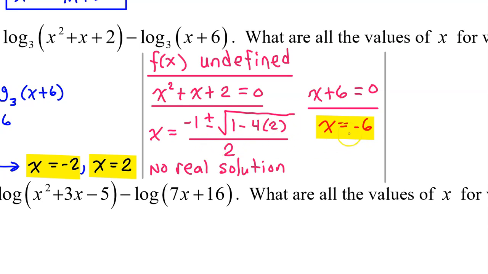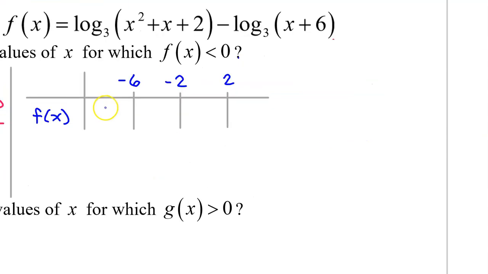Now it's time to make the sign chart. Take these three critical values and write them in order from least to greatest across the top of the sign chart. We need to do a test value in each interval to find out if f of x is positive, negative, or undefined. In this first interval, let's use a test value of negative 7.